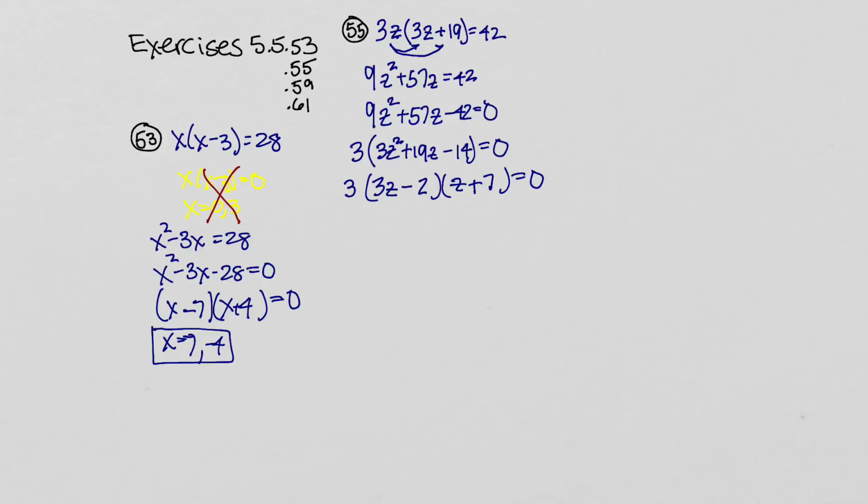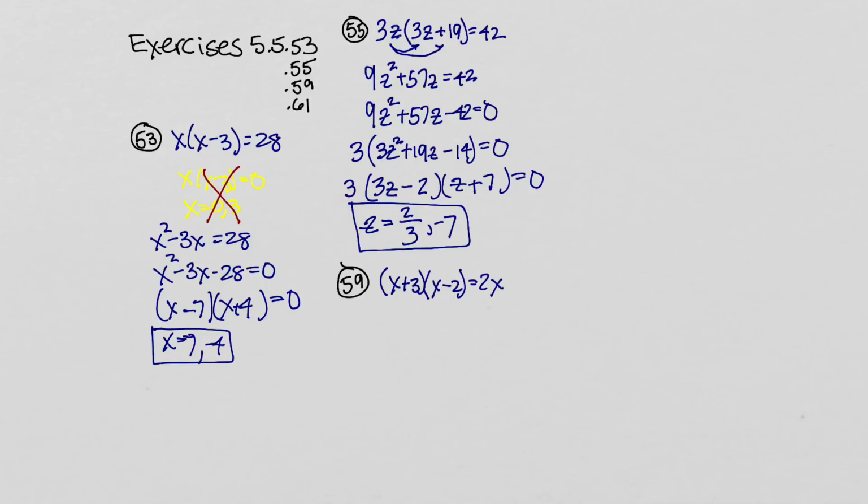And now I can read off my solution as z equals positive 2 over 3, right, from this factor right here. Change the sign, divide. And from this one, I'll get a negative 7. There's our solutions. And just keep in mind again that 3 has no effect on the solution because although I have one factor, a second factor, and a third factor, one of them's got to be 0, and it can't be the 3. A 3 is always a 3, never 0.